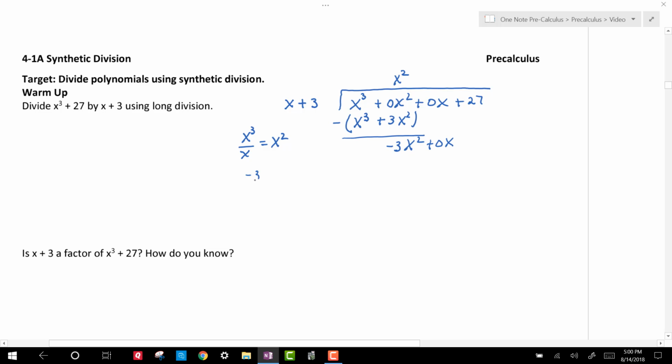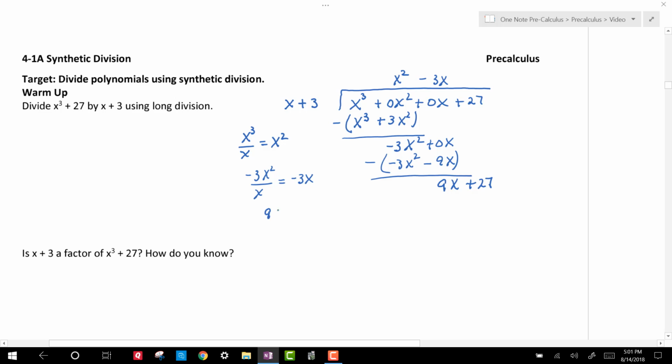Lead term on the inside, negative 3x squared divided by x on the outside. That equals negative 3x. So that's my next term up on top, negative 3x, and I multiply. Negative 3x times x is negative 3x squared. Negative 3x times positive 3 is negative 9x. Put some parentheses around there. Now, you can change the signs if you want to, but as long as you remember that everything's the opposite, once that negative distributes, the 3x squareds cancel each other out. The 0x adds a 9x, so this becomes 9x plus 27, and we've got one more go around.